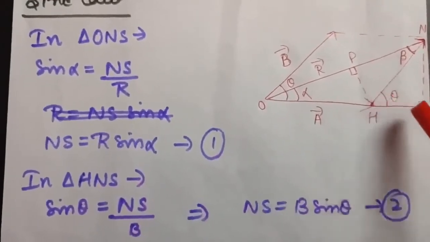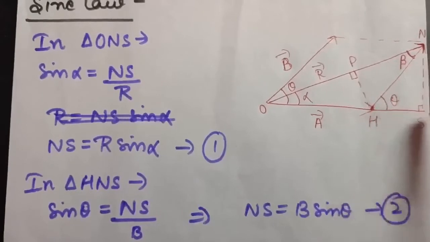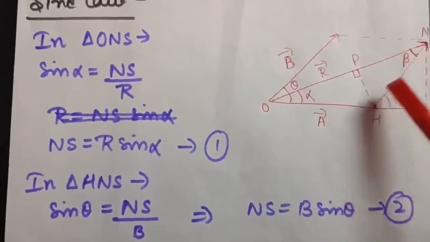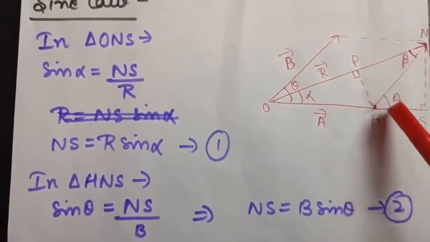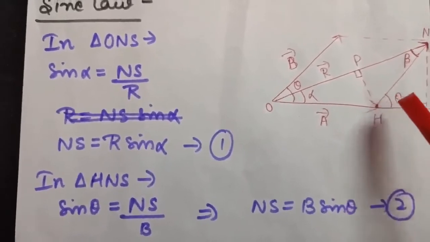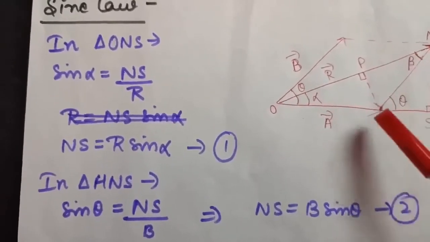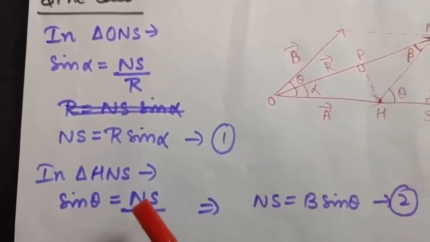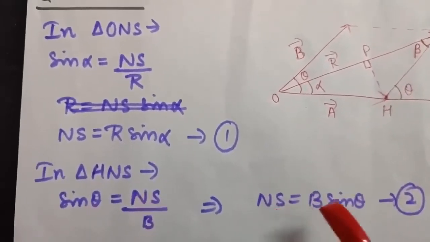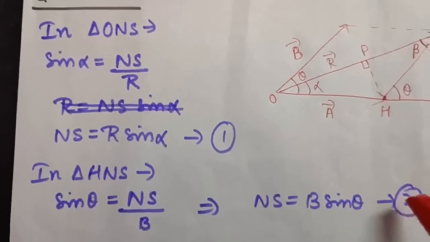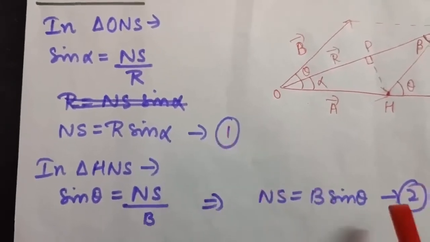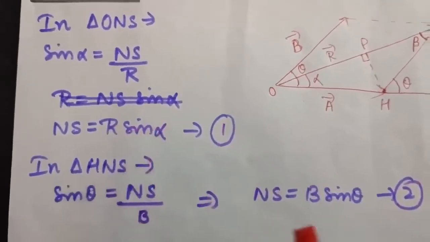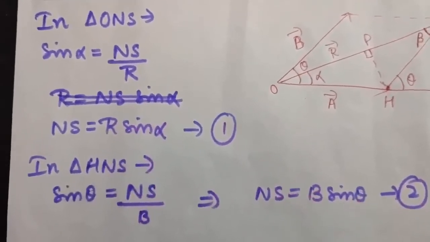After that consider triangle HNS. Because this is a line parallel to vector A and this is a line parallel to vector B, this angle will also be theta. Now calculate sine theta. Sine theta will be NS upon B. From here NS will come to be B sine theta. Mark it 2. Now from first and second, R sine alpha will be equal to B sine theta.